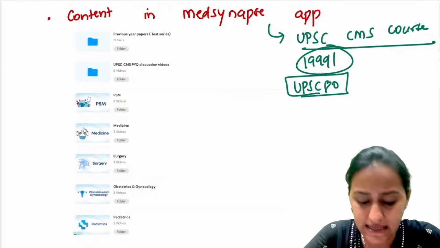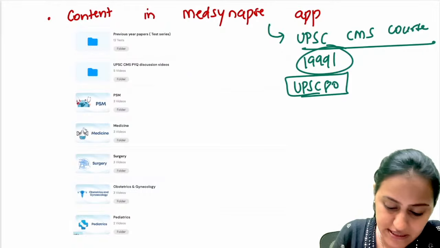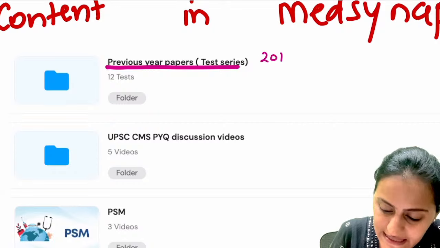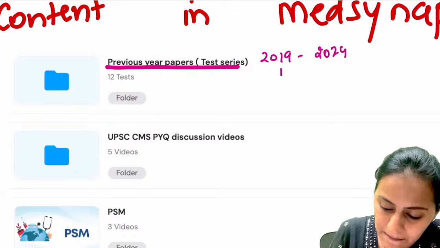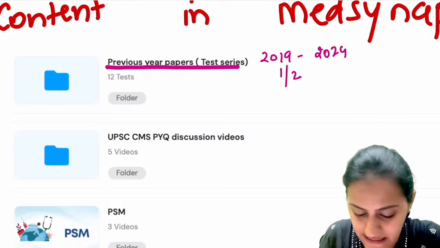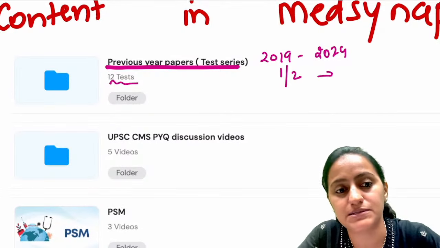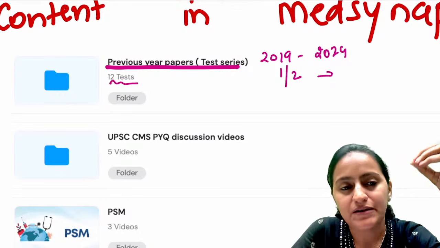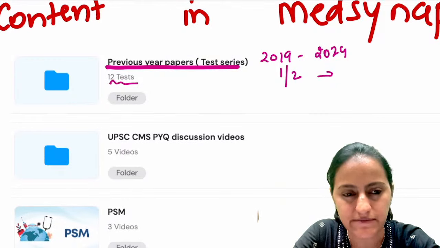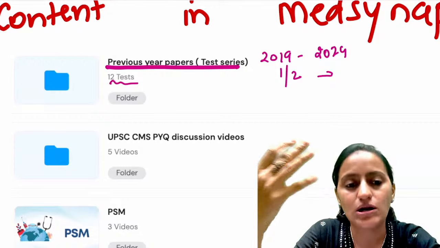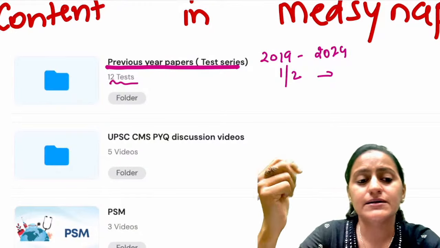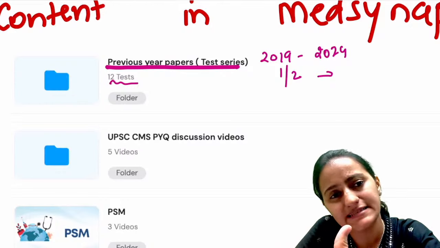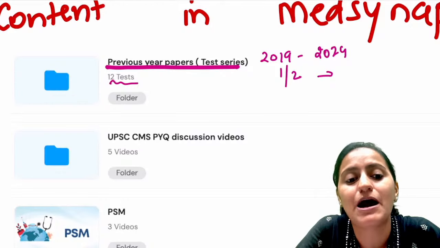So what you get dedicated for the UPSC CMS exam in this course is, first of all, the previous year papers from 2019 to 2024, paper 1 and paper 2. So basically, how many papers? There are 12 papers, and the best part is that we have put these papers as tests, not just like you solve in a book or somewhere. These are recall based tests, so you can give each previous year paper as a test and see how much you would have scored if you had appeared for that exam.